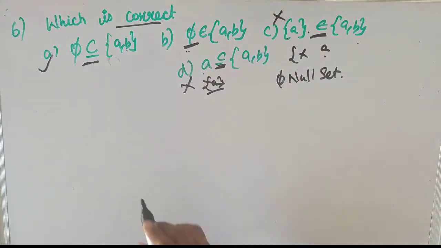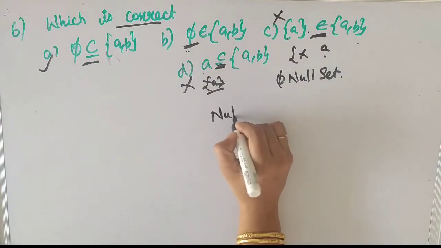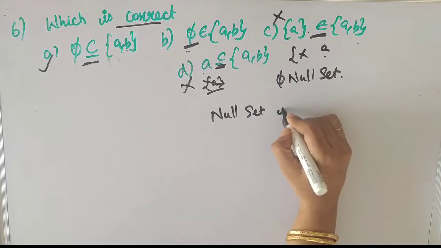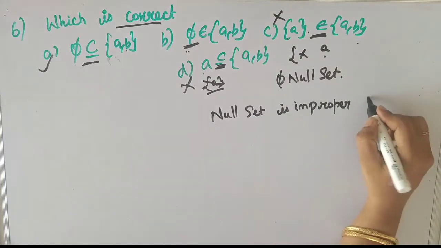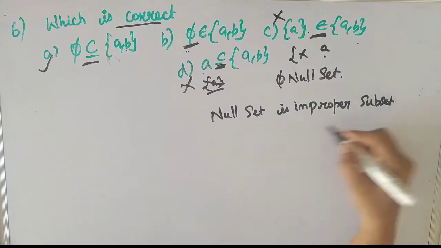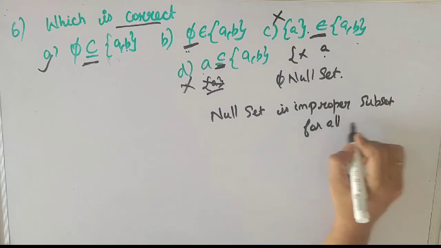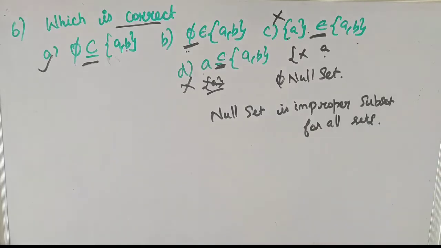And one thing we have to note is that the null set is an improper subset of every set. That is, we can take any set with any number of elements, and the null set will be a subset of that set. Okay? Clear? Now let's go to the 7th question.